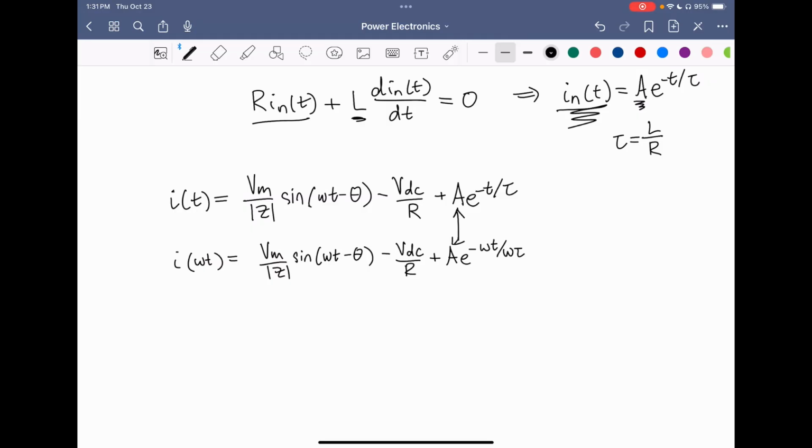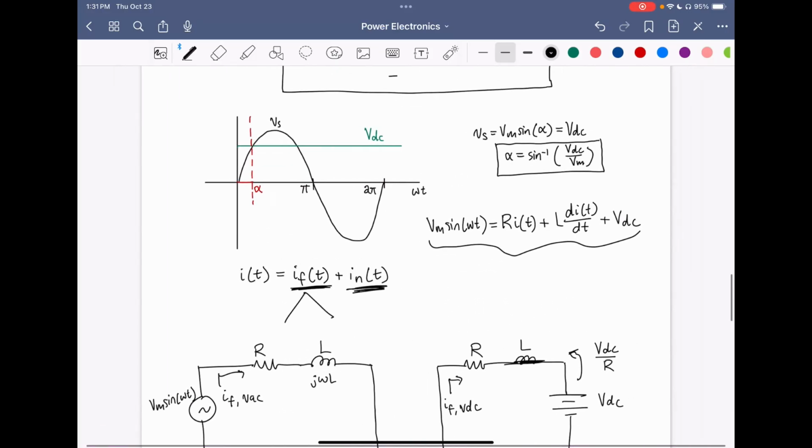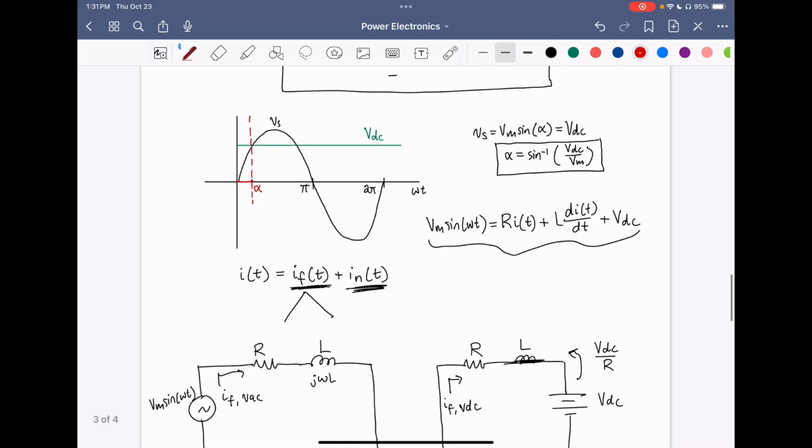Now A, we can determine through an initial condition, and that's when we know that at this point, omega t equals alpha, we're going to get the current equals 0, because this is the point at which the current still has not changed yet.